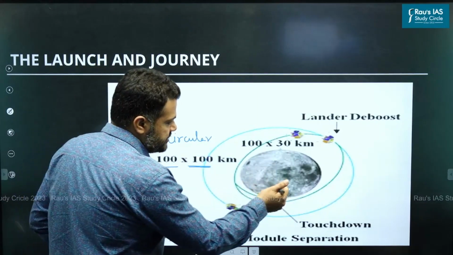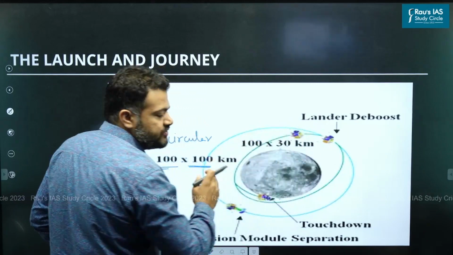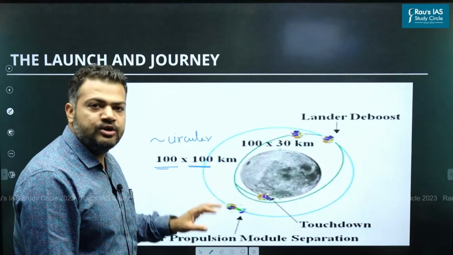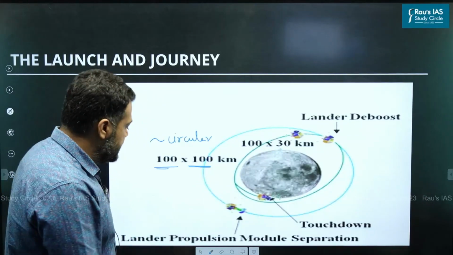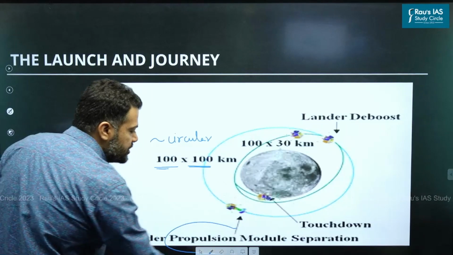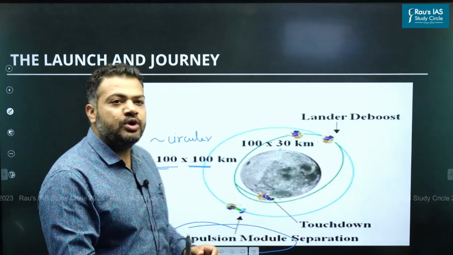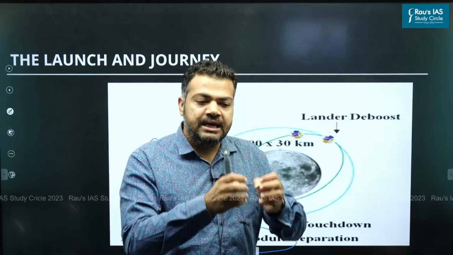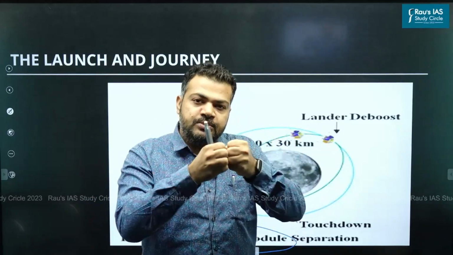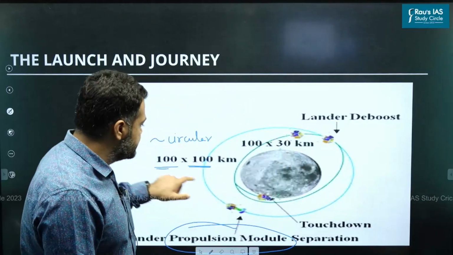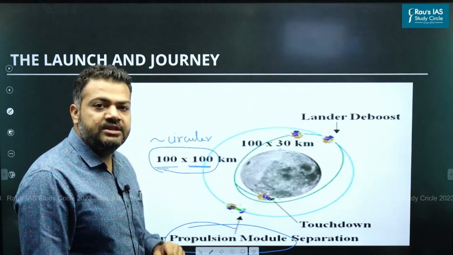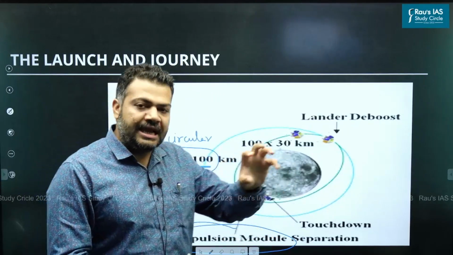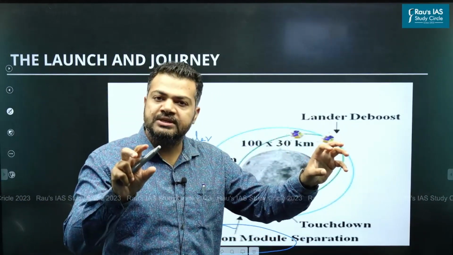So now the Chandrayaan is just 100 kilometers away from the moon's surface, and at this point the propulsion module, guys, the propulsion module that was propelling the Chandrayaan so far, giving it the right direction, has now detached. The propulsion module has got detached when it is just 100 kilometers above the moon surface, and now the lander is separate and the propulsion module is separate.